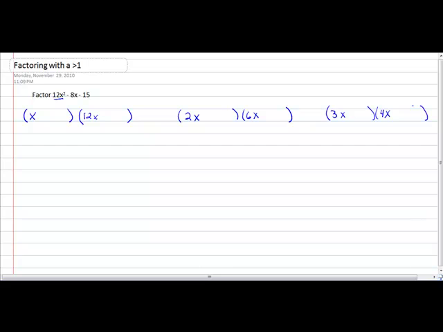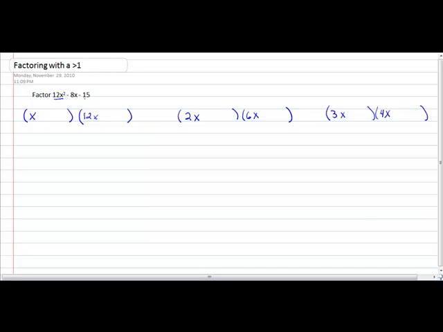So we make our two binomials, and the first term in each of those binomials will have to multiply and give me 12x squared. So there are several possibilities in this problem. It could be x times 12x. That'll give me 12x squared. Another possibility is 2x times 6x. That'll also give me 12x squared. And yet another possibility is 3x times 4x. So all three of those will give me the correct 12x squared that I need in the first term.